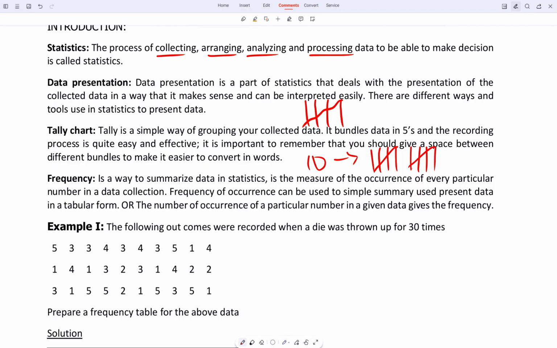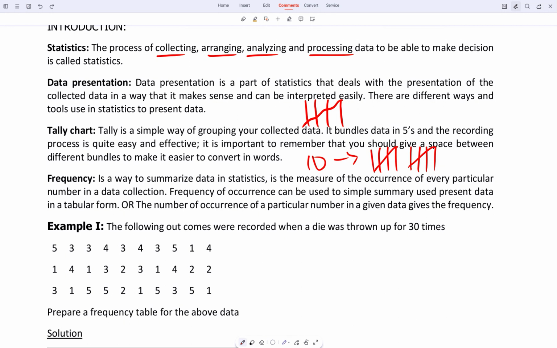It is also important to remember that you give a space between the bundle. You can see the way I did mine. After doing 5, I give a space. This space is what we are talking about. You don't just join them together. Are you getting that now? So we are going to see the analysis in our example.